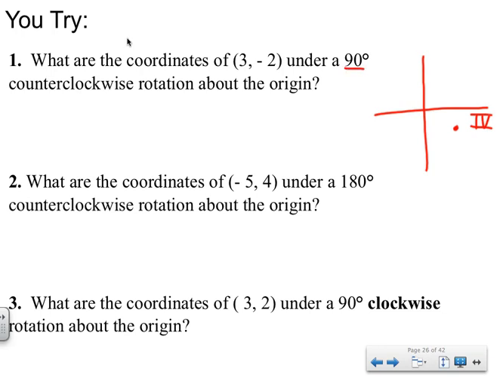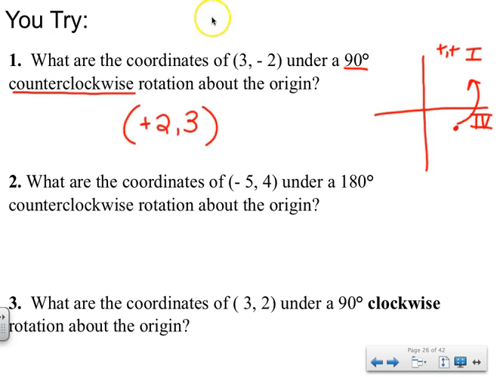I want to go 90 counterclockwise. So that's one turn counterclockwise. So that would come up here. One turn, so it would now be in the first quadrant. I know the first quadrant is positive, positive, so I know my signs should be positive. But I need to flip my signs. So I need to flip the ordered pair and then make everything positive. So the new point would be 2, 3. Okay. So why don't you try 2 and 3 now on your own and press pause and we'll go over them.